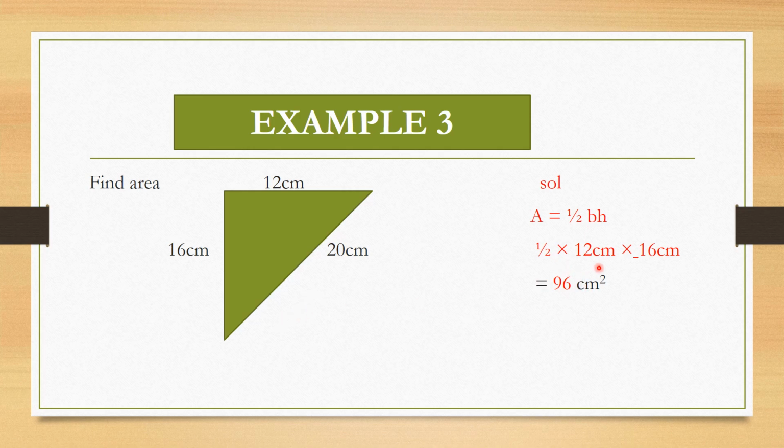So a half times 12 times 16, if you simplify by 2 is 1, by 2 is 6, and 16 times 6 is 96 centimeters squared. Remember, units of measuring area, this one must be in square centimeters.